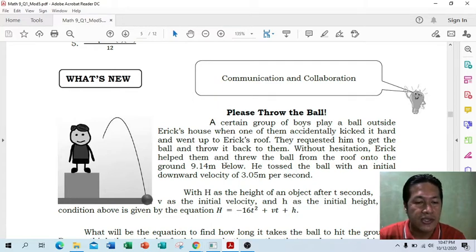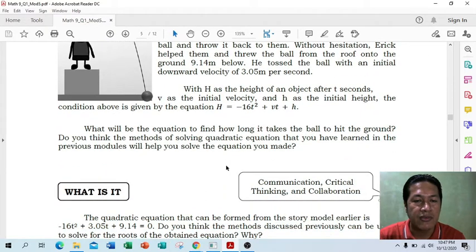The condition above is given by the equation h equals negative 16t squared plus vt plus h. Question: what will be the equation to find how long it takes the ball to hit the ground? Do you think the methods of solving quadratic equation that we have learned in the previous modules will help you solve the equation you made? Ano na yun? Module 1, extracting square roots. Module 2, ano yun? Factoring. Module 3, completing the square. This one, using quadratic formula.